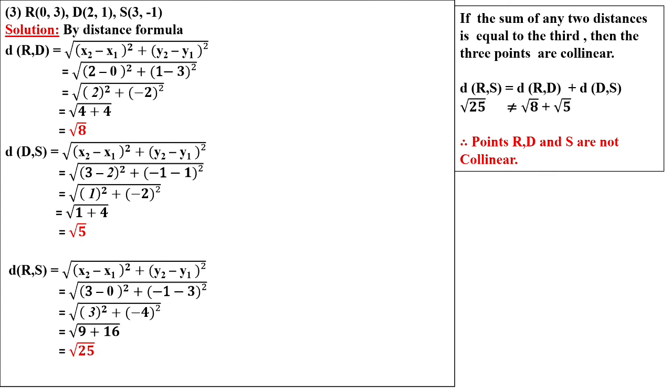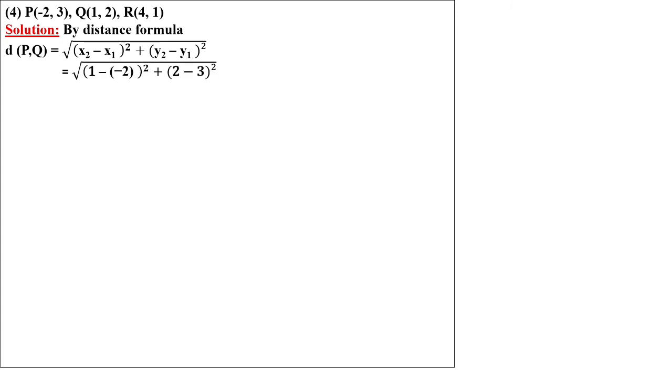The fourth one, the points P, Q and R. By the distance formula, first of all we will find the distance between the points P and Q. We'll write the formula first: under root x2 minus x1 whole square plus y2 minus y1 whole square. We have to take the values of x and y of points P and Q. So substitute the values. Here we get the square of 3 and the square of 1. The square of 3 is 9, the square of 1 is 1, so 10.